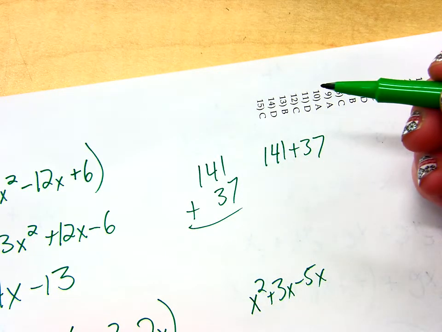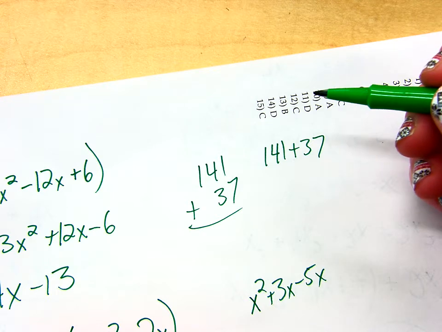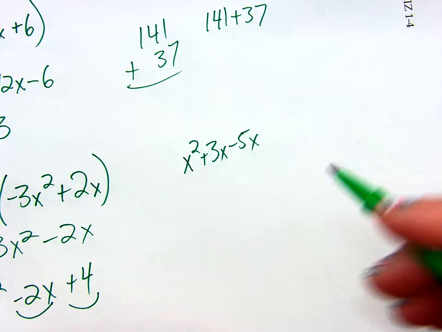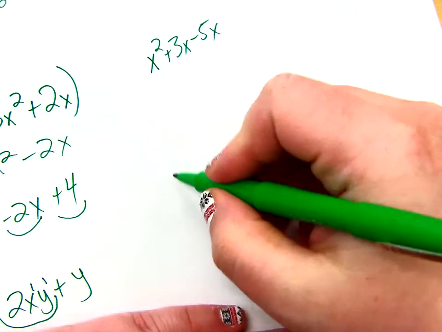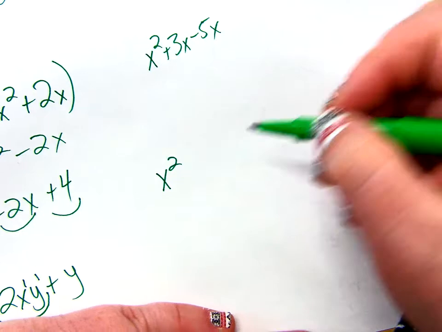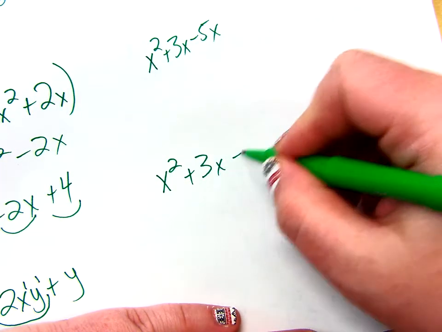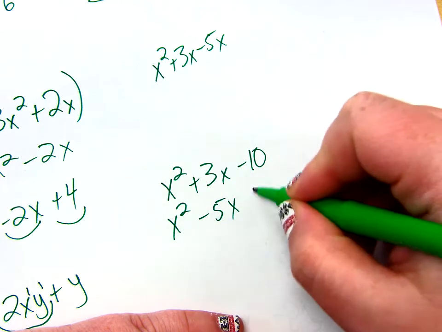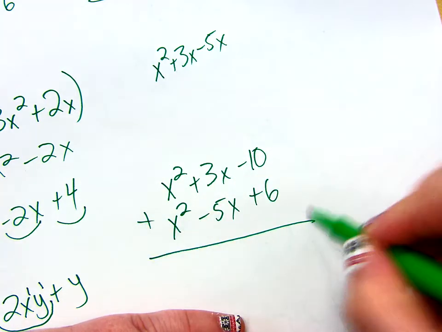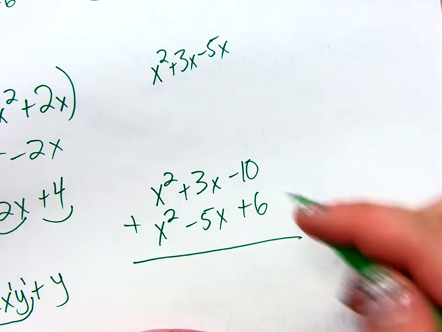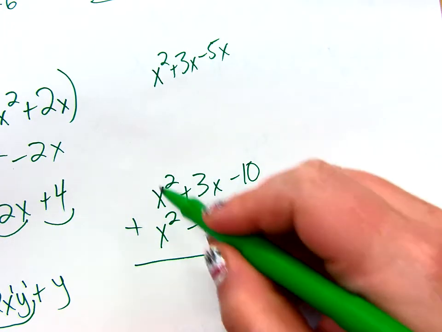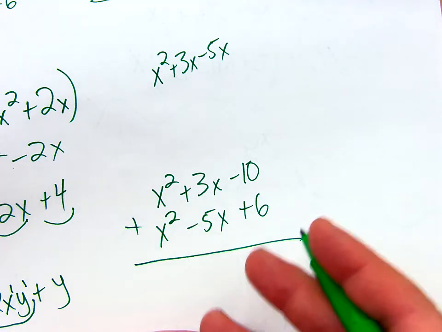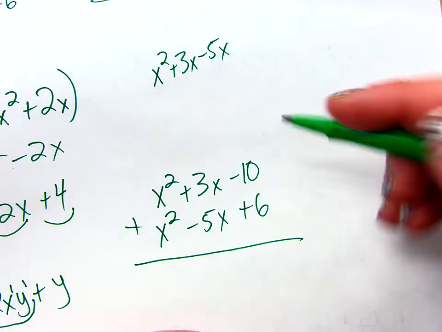So you can do that with polynomials. With addition, it's great. You just make sure that you line up all the like terms. So for example, you might see, say I had x squared plus 3x minus 10, and then x squared minus 5x plus 6. And if you wanted to add these two polynomials together, see how they're already kind of lined up like terms, one underneath each other? For addition, yeah, this is fine.